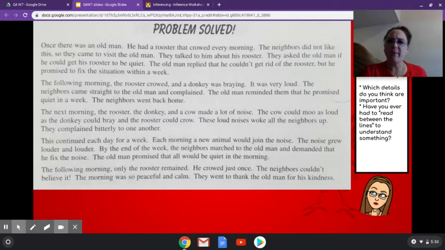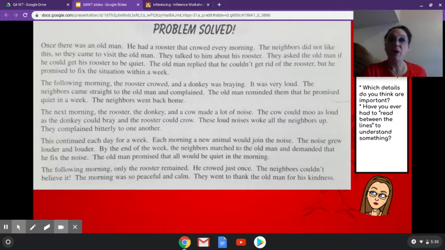Once there was an old man. He had a rooster that crowed every morning. The neighbors did not like this, so they came to visit the old man. They talked to him about his rooster. They asked the old man if he could get his rooster to be quiet. The old man replied that he couldn't get rid of the rooster, but he promised to fix the situation within a week.